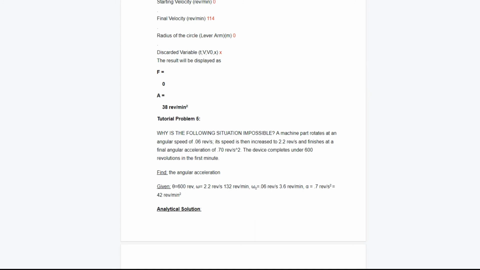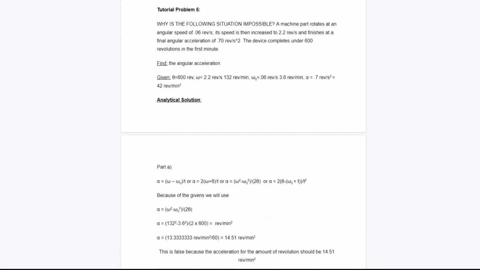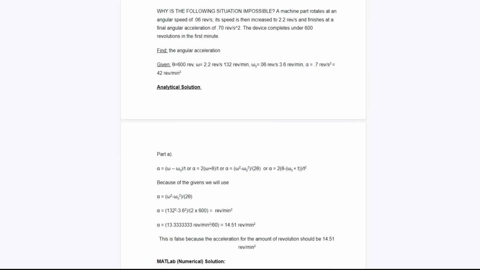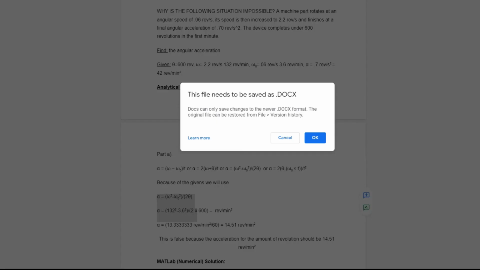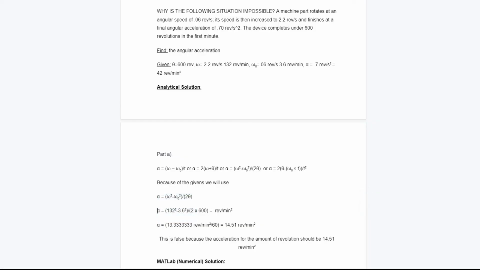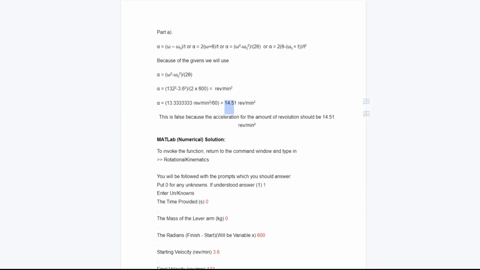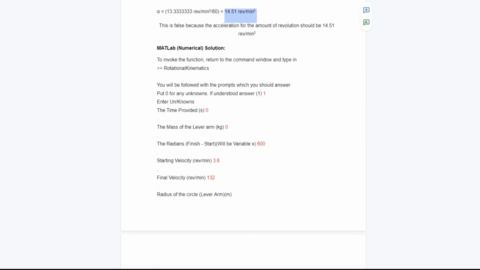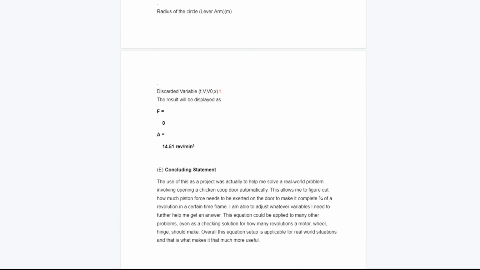Tutorial problem 5 is very similar to tutorial problem 4, just finding angular acceleration. It uses a different kinematic equation, a more complicated one, but still, nonetheless, you're able to solve it out and get 14.51. Same thing with the code. Plug everything in, and then you'll get 14.51.